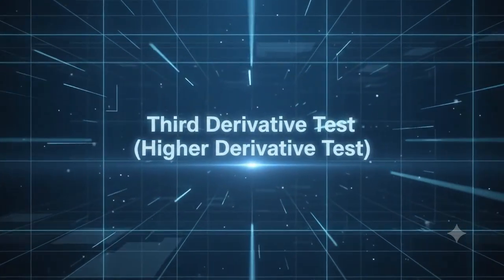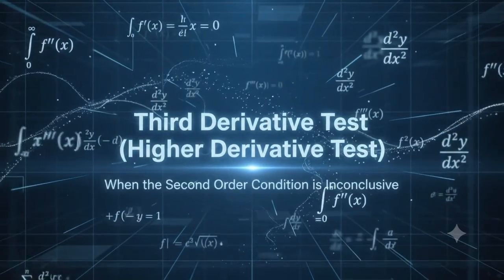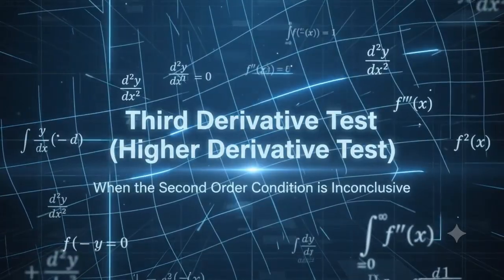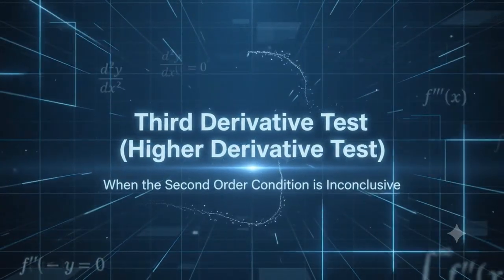Welcome to this lesson on the third derivative test, also known as the higher derivative test. This method helps us classify a stationary point when the second-order condition cannot provide an answer.